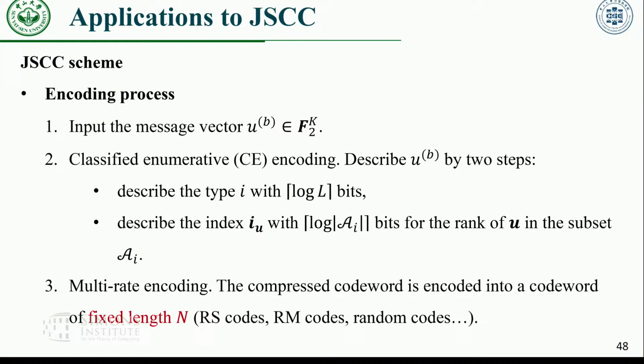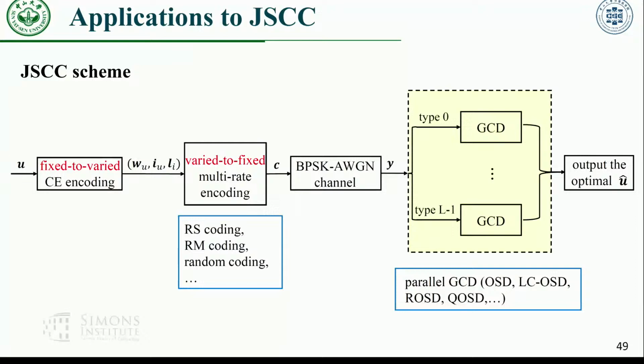Okay, let's see the system block diagram. So here we use a fixed to varied code. So this has a variable length. Okay, this is optional. Then we have varied to fixed. Then we can use Reed-Solomon codes, or random coding, because they are multiple rate. Okay. Then how to decode? We guess the type, and run the decoders in parallel, and then compute and output the optimal U.